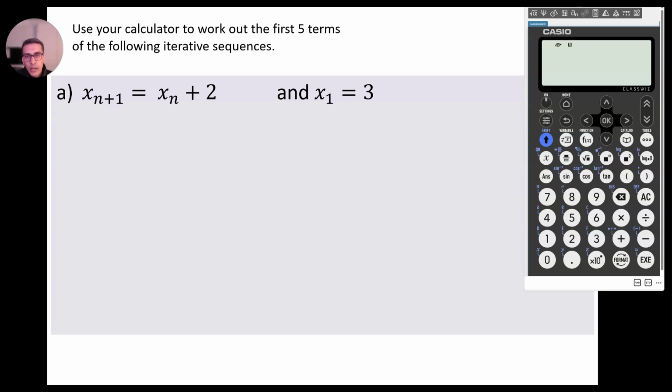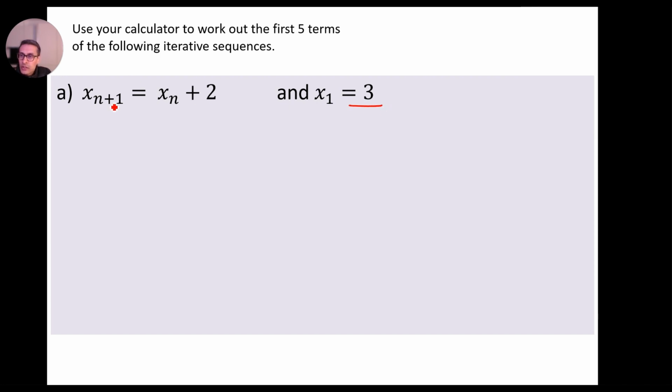So we can also use a calculator to work out some of these iterative processes. I've got an example here where your first term is 3 and you need to use iteration to work out the next 5 terms. This is your formula: Xn plus 1 is equal to xn plus 2. So we obviously know we're going to be adding 2 to every answer. We can do that in our heads, but this is a simple example primarily just to make sure you know how to use the answer key on your calculator.